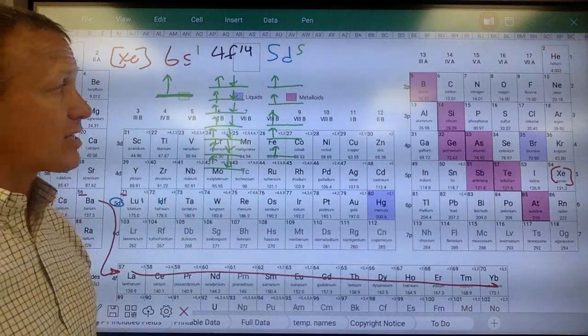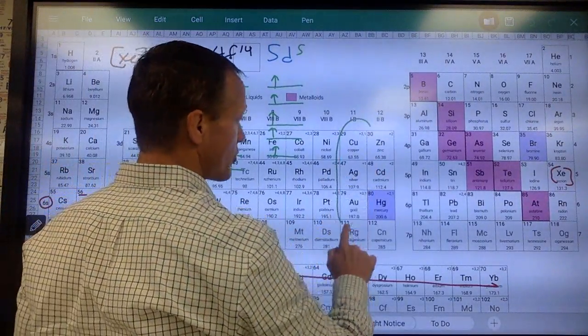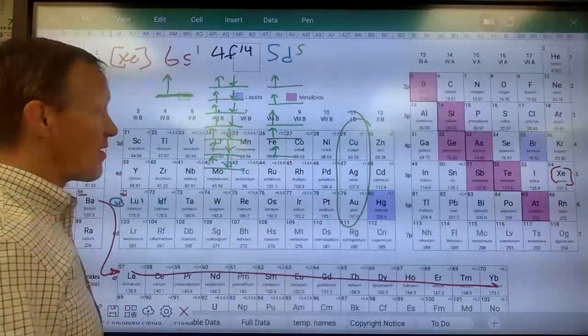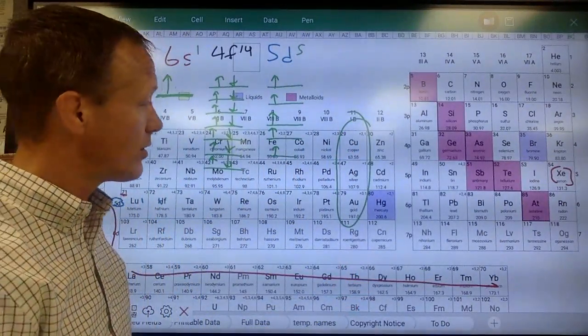There are some elements that, remember, make that switch to become half full and full. For example, copper, silver, gold, they will take an electron from the S, move it up, and fill their D sublevel. Okay, they'll fill that D sublevel.